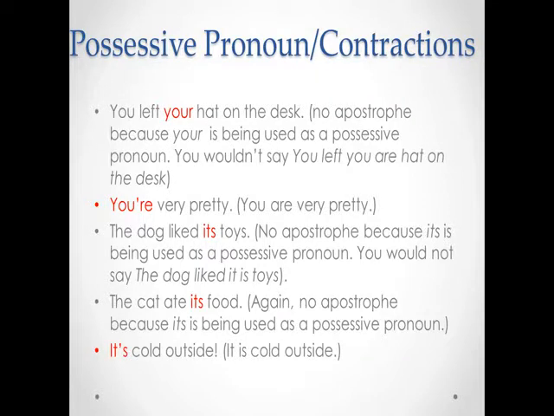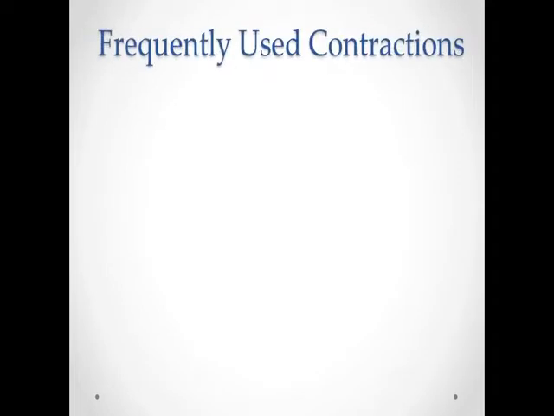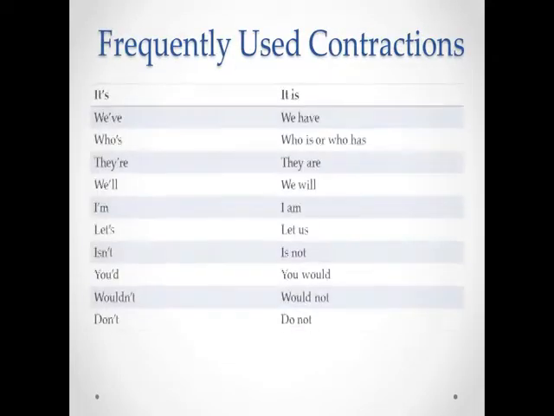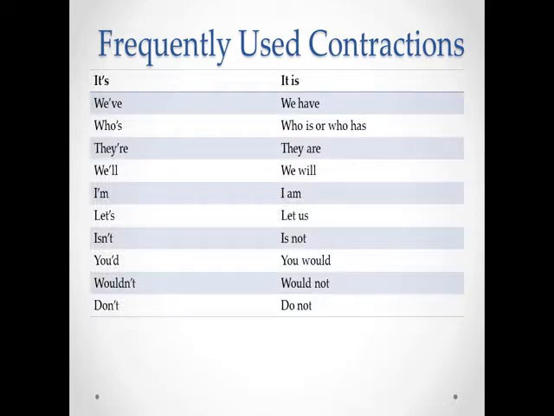So hopefully that helps you with the difference between possessive pronouns and contractions. Here's a list of some frequently used contractions. We've, we have; who's, who is or who has; they're, they are; we'll, we will; I'm, I am; let's, let us; isn't, is not; wouldn't, would not; don't, do not. So notice in each one of these that where the letters have been omitted is where the apostrophe goes.